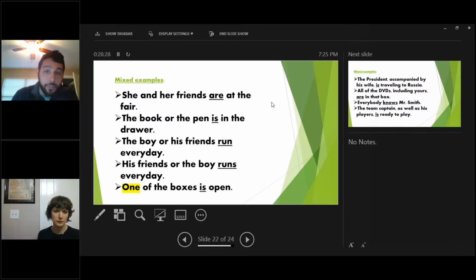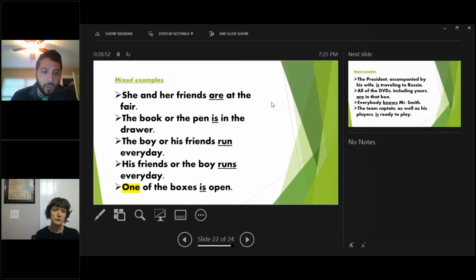Okay, the boy or his friends run every day. So the boy runs every day. Singular subject with a singular verb. But we have that or, so we're going to look to the subject closest to the verb. His friends, a plural subject, calls for a plural verb, run. Here's the opposite of that. Like I just said, his friends or the boy runs every day. So the boy runs every day.